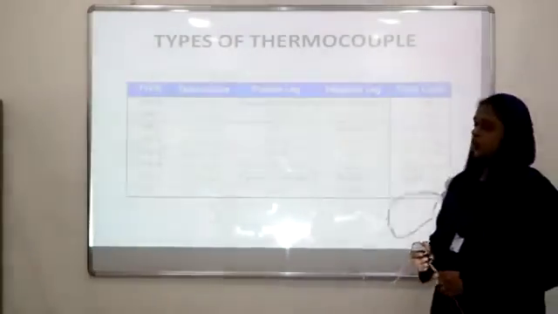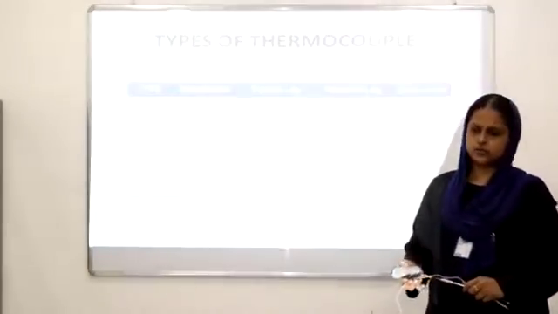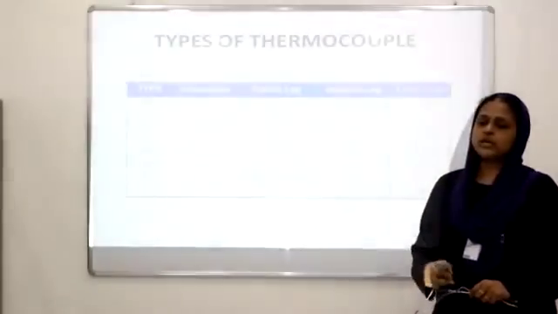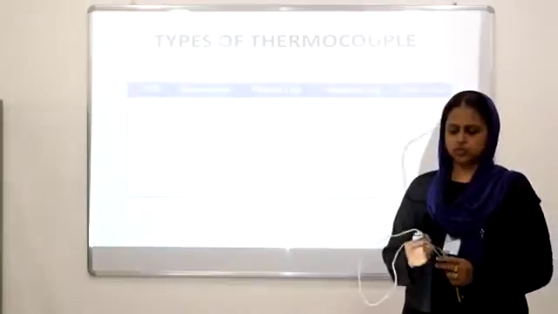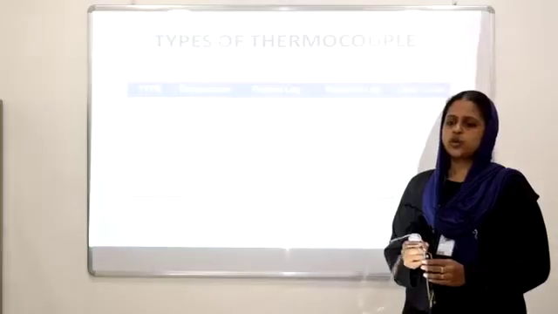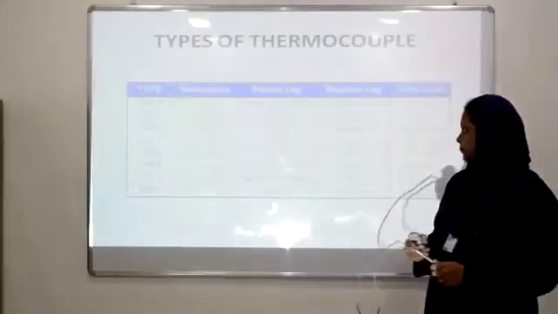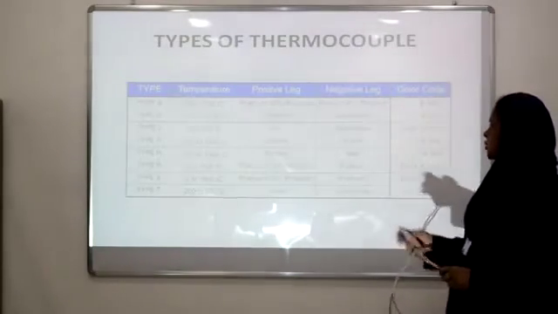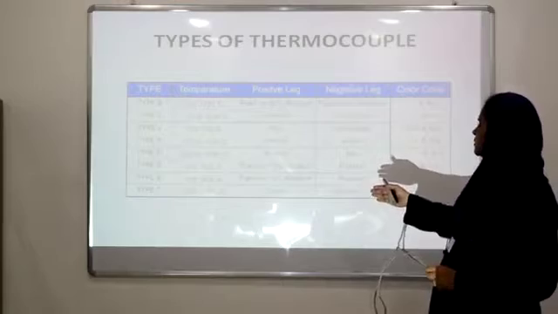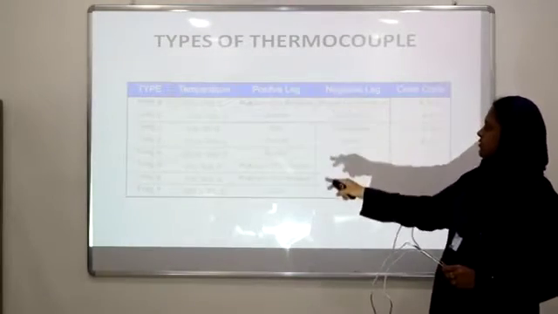There are many types of thermocouples available, nearly 13 types. The types are classified by the two dissimilar metals used. If I use platinum rhodium, the type is called type B. If I use chromel constantan, it is called type E. Likewise there are various types, given for particular ranges of temperature.